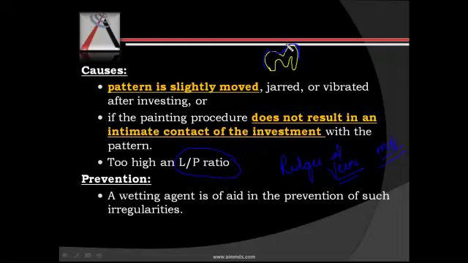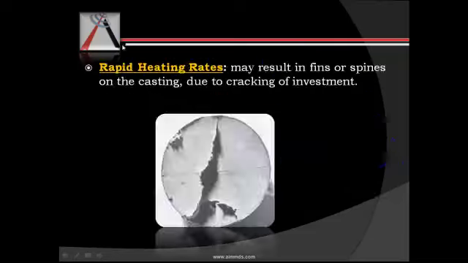And how do we prevent the formation of such a gap or the water film? The main thing is using a proper technique, and we can use a wetting agent as an aid to prevent such irregularities. So we saw the use of wetting agent in the prevention of nodules because of the air bubbles. Now we are seeing the use of wetting agent in the prevention of the formation of veins and ridges due to the water film. The next cause of a defective casting is a very rapid heating rate.